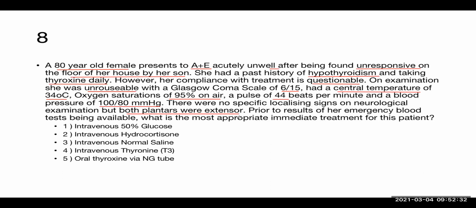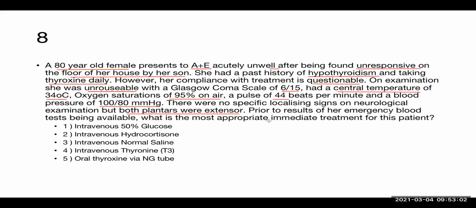There were no specific localizing signs on neurological examination, but both plantars were extensor. What does that mean? In which case are plantar reflexes extensor? Upper motor neuron lesions. Positive Babinski. We can easily say this is a case of upper motor neuron lesion, and these upgoing extensor plantars are called positive Babinski sign.